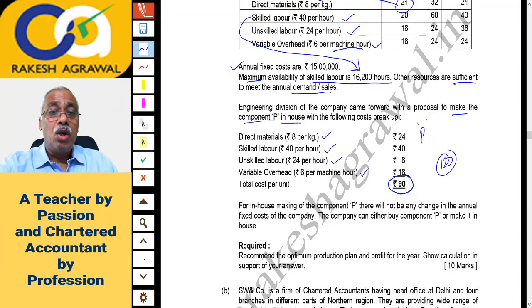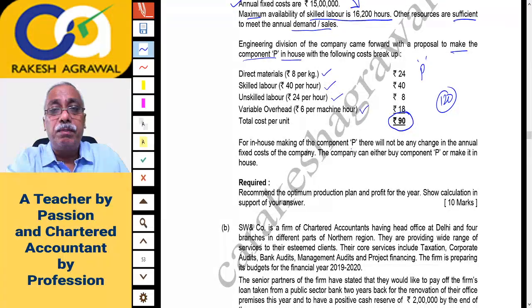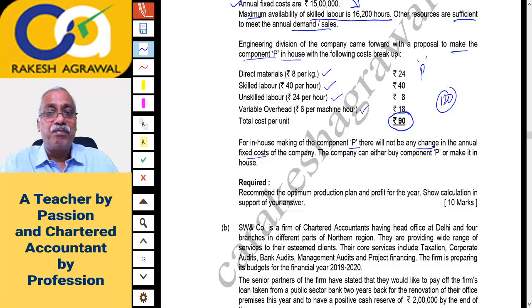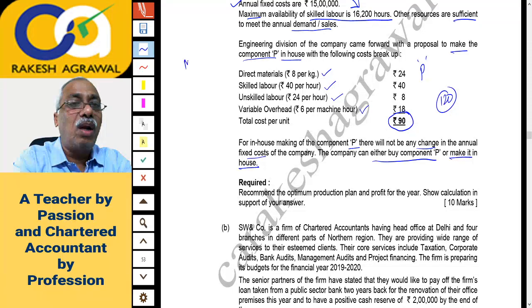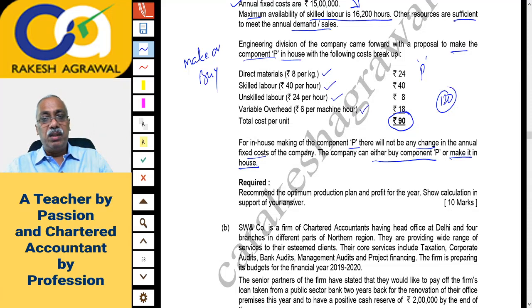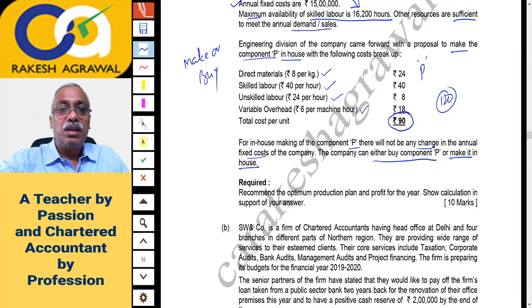That is correct. Now for in-house making of component P, there will not be any change in the annual fixed cost of the company. So annual fixed cost will remain same. Simply speaking, there is no additional fixed cost for making component P. So there is no incremental fixed cost, and therefore in this entire question fixed cost will be irrelevant because it will remain unchanged. Now the company can either buy component P or make it in-house. So this question seems to be of make or buy decision, right? Make or buy. You can make the component P or you can buy it from outside. Okay, it's a simple question.